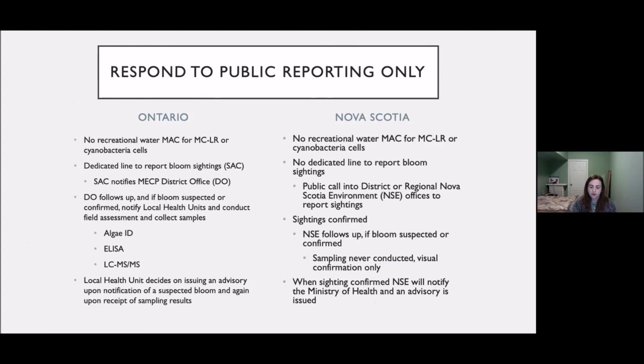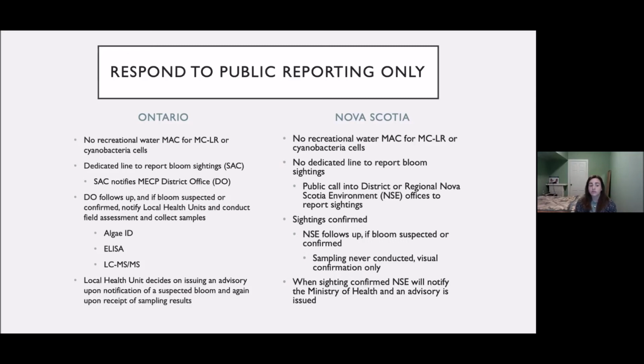So then I'm going to do a comparison of the response to public reporting only. So that's Ontario and Nova Scotia. Neither of them use the federal guideline for recreational waters, that 20 micrograms per liter maximum acceptable concentration for the cyanotoxin MCLR. But Ontario has a dedicated line to report bloom sightings, as I'm sure you guys are aware. That's the Spills Action Center, or you can call directly into the Ministry of the Environment's district office.